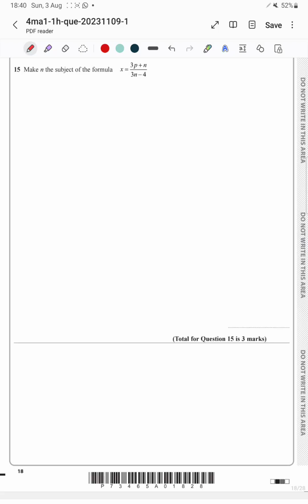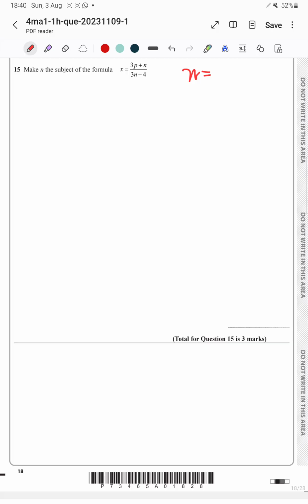Hello everyone. Now we are on question 15 of our exam paper 1, higher tier, and this is the GCSE exam paper, November 2023. So we have the question: make n the subject of the formula. When we say n as the subject, that means we have to make n equal to what?